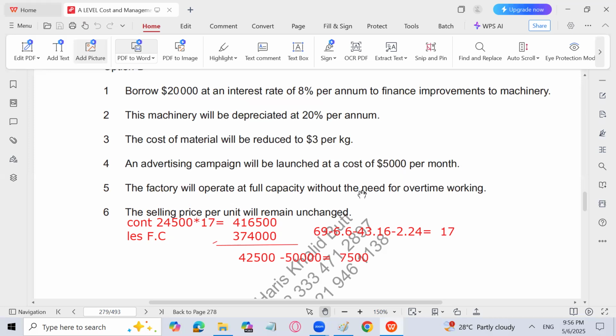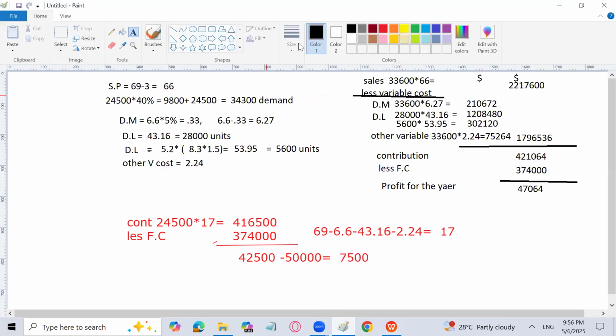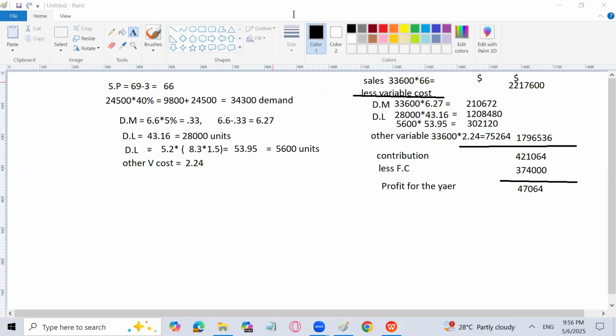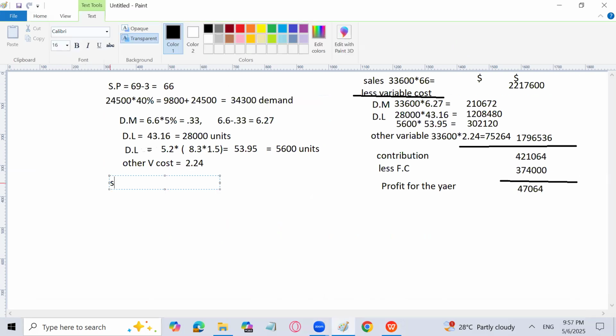The factory will operate at full capacity without the need for overtime working. So there is no overtime. Factory will operate at full capacity means 28,000 units. Selling price per unit will remain unchanged. So let's solve the question again. Okay, so I will write here. Selling price, as he said, it will not change. So sales is going to be 28,000 multiplied by 69. So what is the amount of sales now?